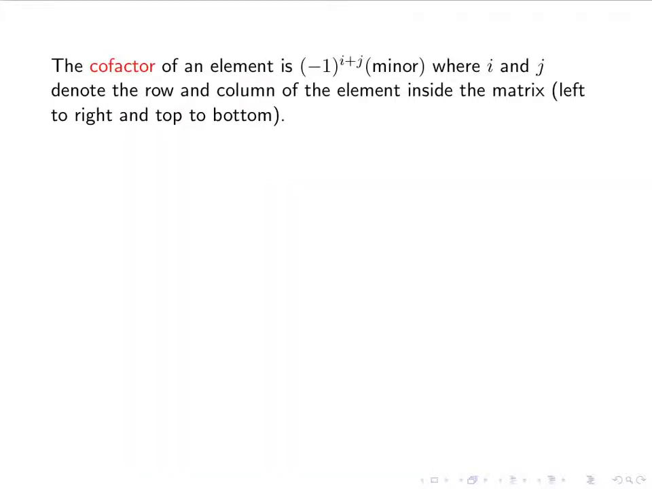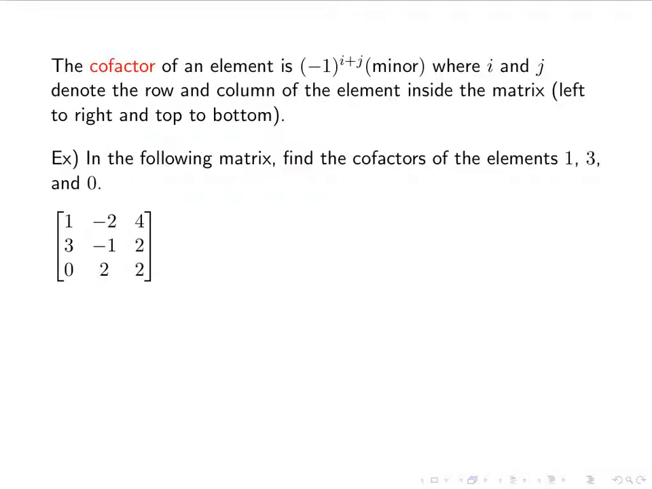Next, we're going to look at the cofactor. So the cofactor of an element is -1 to the i plus j times the minor. i and j are the row and column of the element that's inside the matrix. The rows get counted from top to bottom, the columns get counted from left to right.